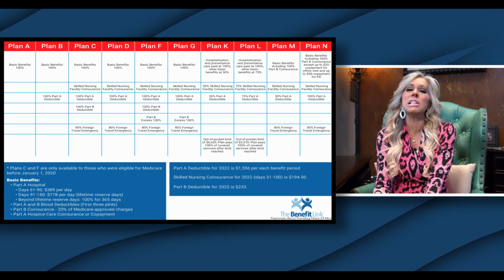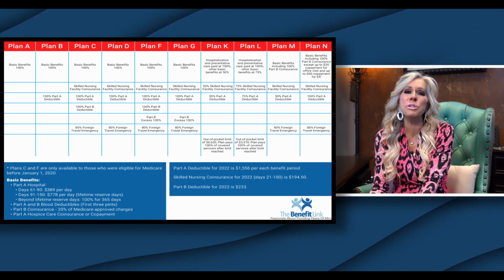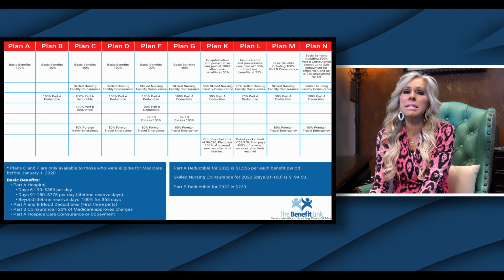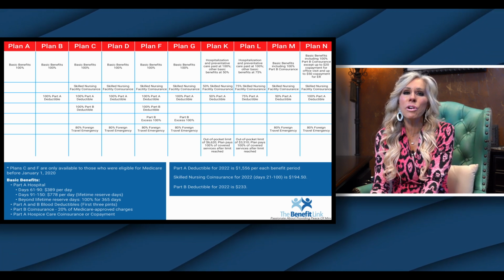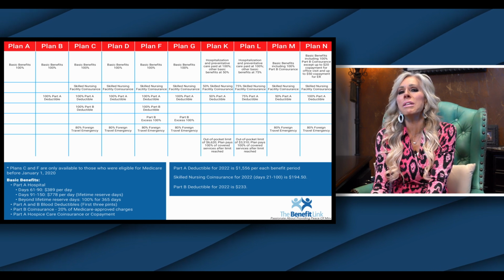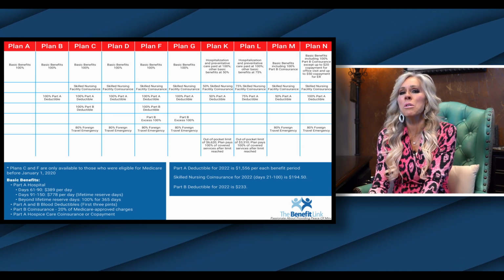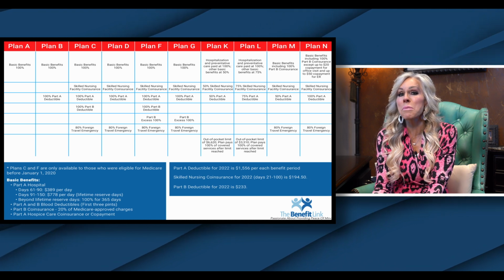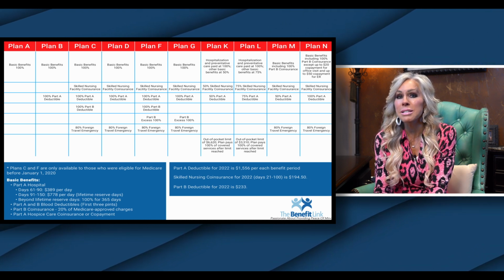Plan C covers a little bit more, but I want you to keep in mind too that, again, when I say that there are plans that companies do not offer, you're going to find that it's going to be very limited in a lot of these plan types just because it's not really the plans that most of our seniors are going to be interested in.